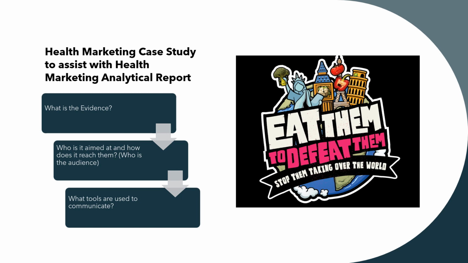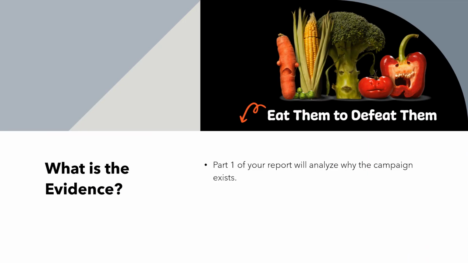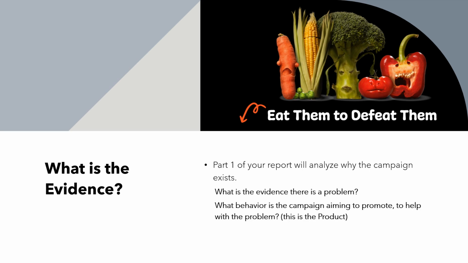So your final assignment focuses on 3 areas. What is the evidence of the campaign? Who is it aimed at and how does it reach them? In other words, who is the audience? And what tools are used to communicate by that campaign? So for your report, you will be given a choice of various health marketing campaigns and you'll select one of them. Part 1 of your report will analyze why the campaign exists.